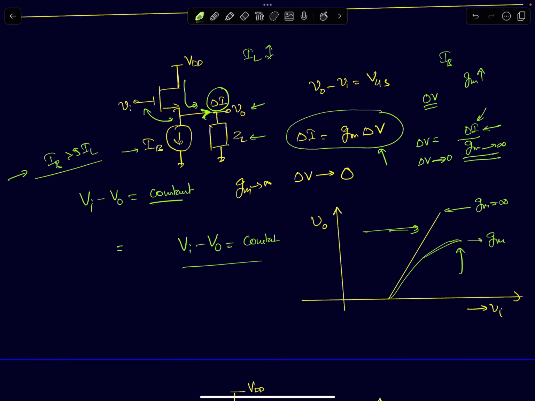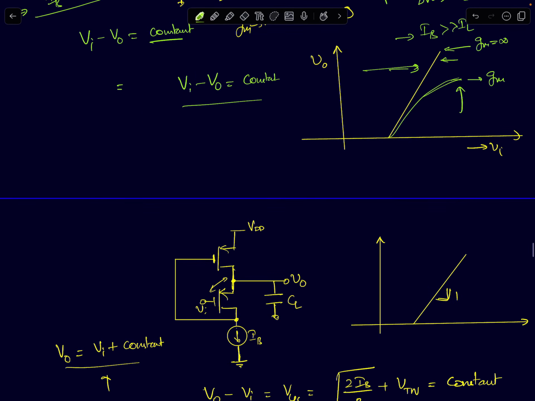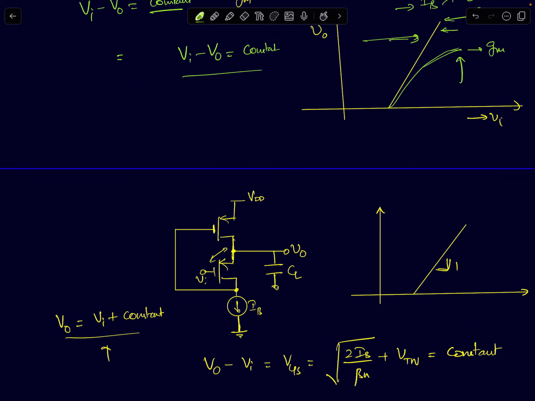So this one is for a finite GM or a finite bias current, where your bias current can be smaller or comparable to the load current. This characteristic here is where your bias current is much larger than IL, so it looks like an infinite GM device. So that's one way of linearizing using circuit design. Now we will see in a few moments, there are circuits which will linearize this without resorting to an infinite current. One such example is what we call a flipped voltage follower.